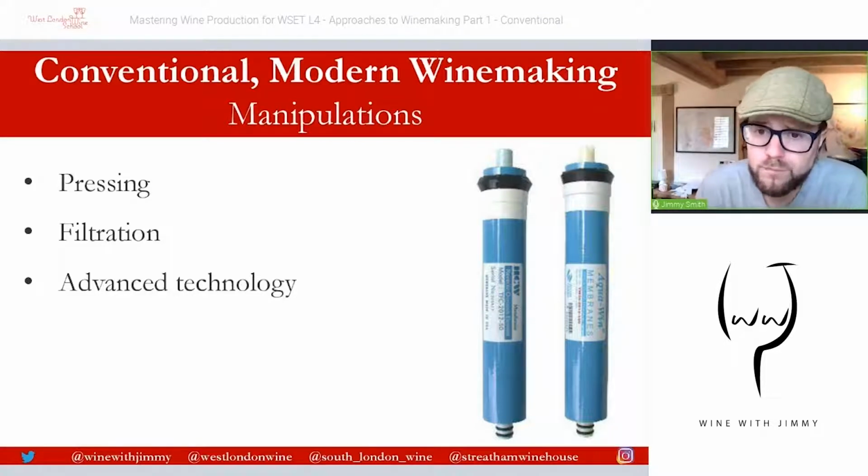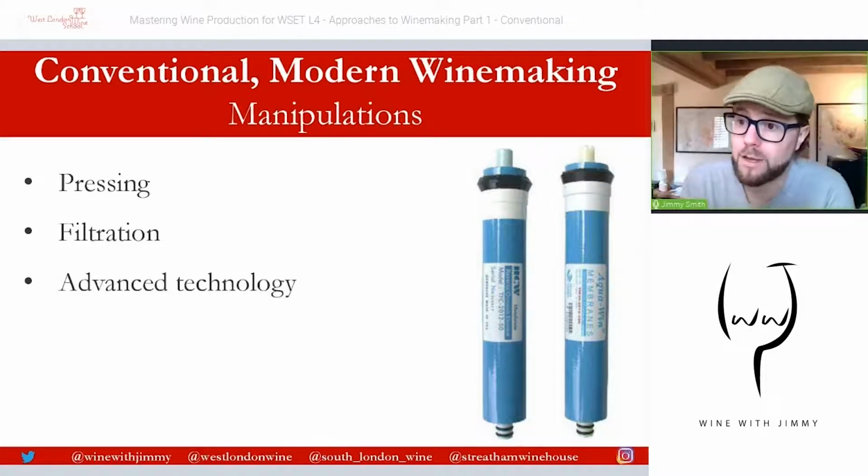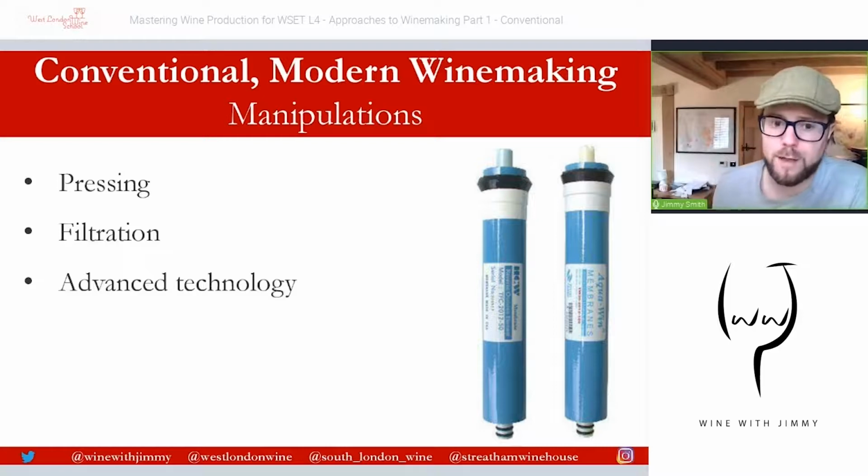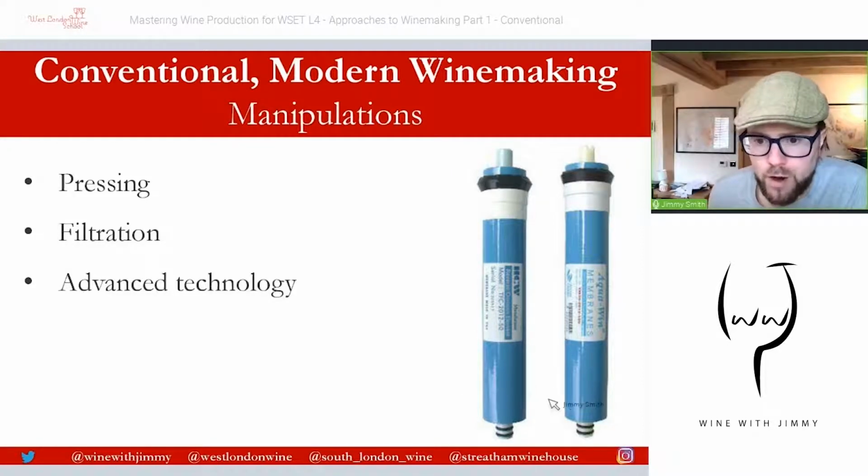So, of course, these are ways of really manipulating what we can get out of the grapes. Things like filtration, which will be discussed later as well, and even further advanced technology. So things such as reverse osmosis. And here we've got some reverse osmosis membranes that we'll see in this picture.